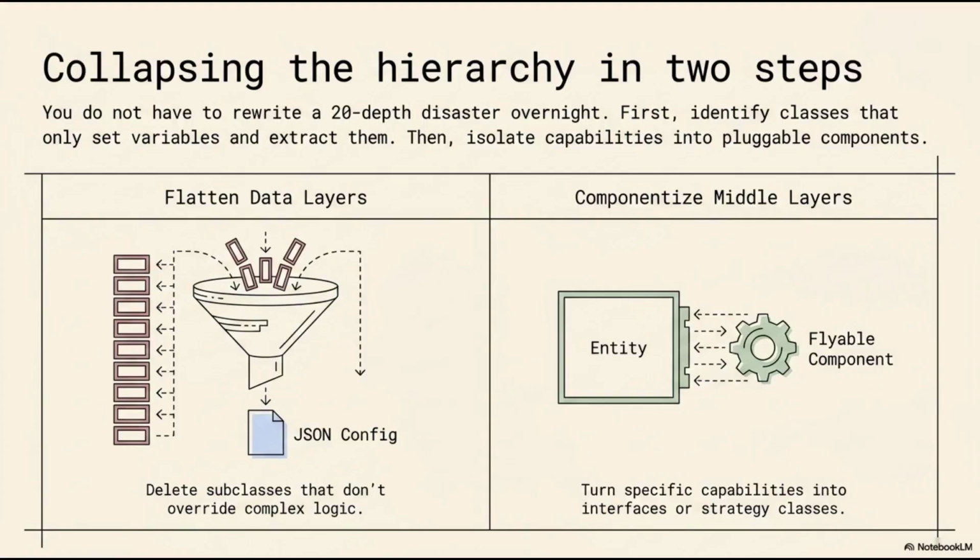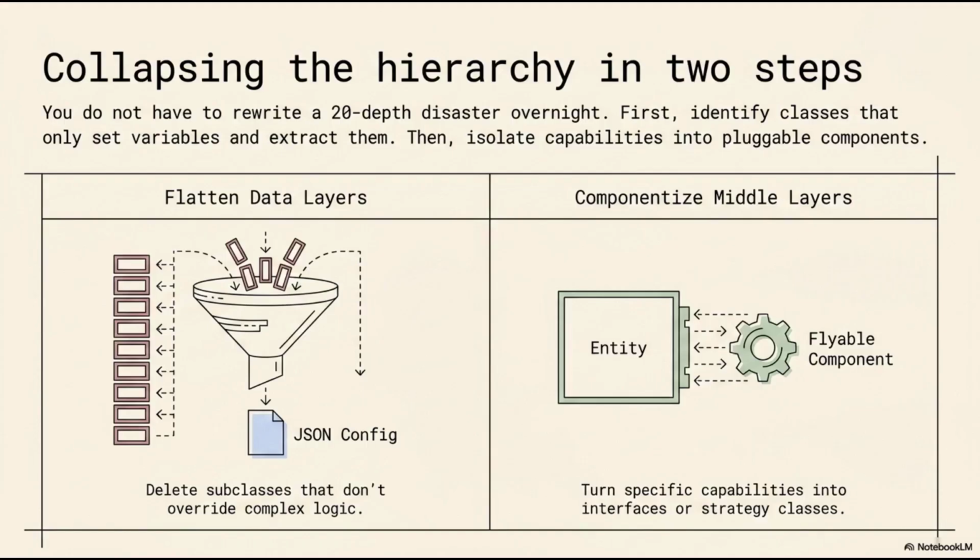The first step, flatten data layers, focuses on simplifying our data representation. We identify subclasses whose primary function is merely to define or hold variables, without overriding complex logic. As illustrated, these data-rich, logic-poor layers can be extracted and consolidated, often into declarative configurations like JSON. By doing so, we can effectively delete these redundant subclasses, significantly reducing the depth and complexity of our data hierarchy.